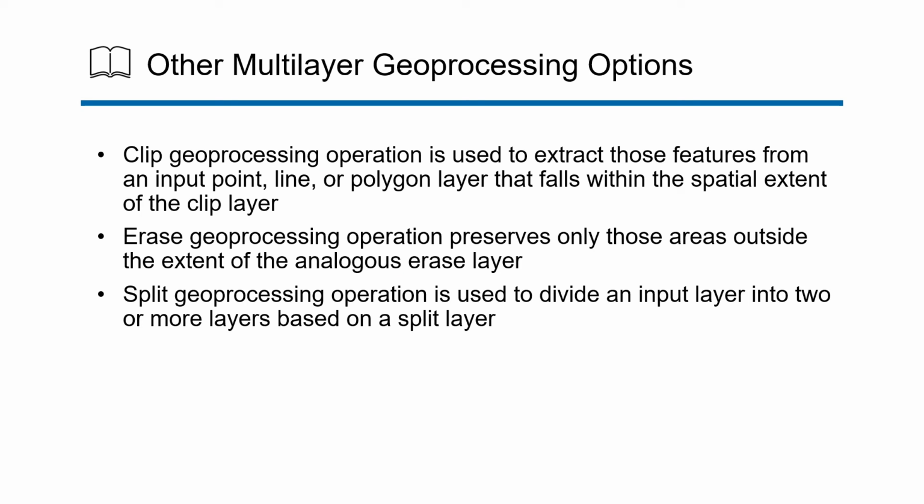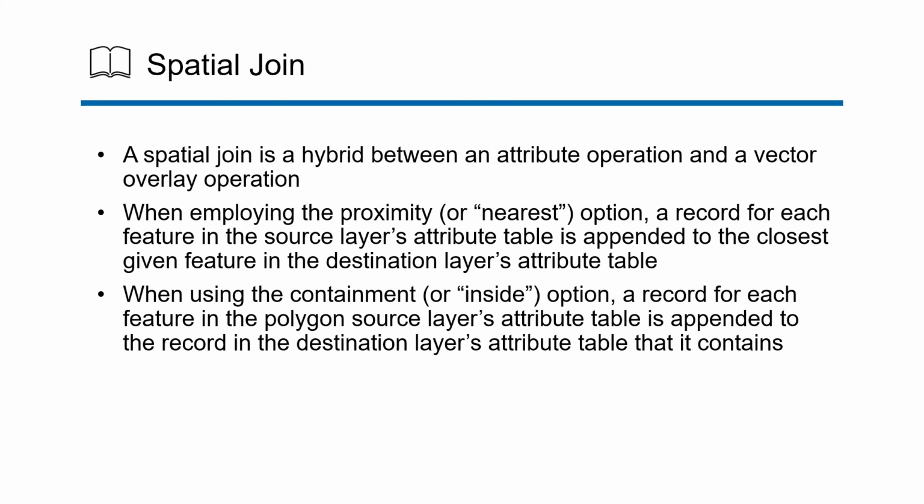Clip geoprocessing is used to extract features from points, lines, polygons that fall within a spatial extent. Erase, and I just went over that. I'm not going to read it again to you.